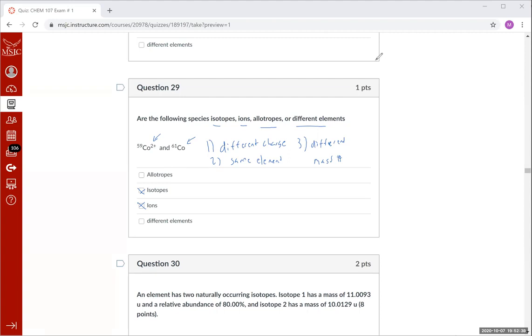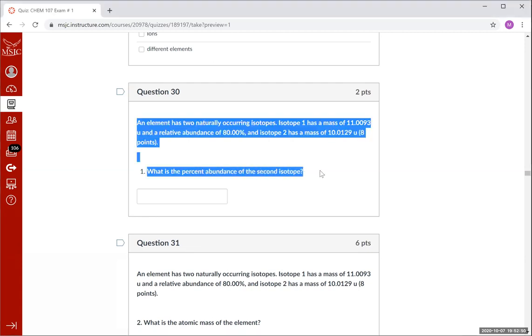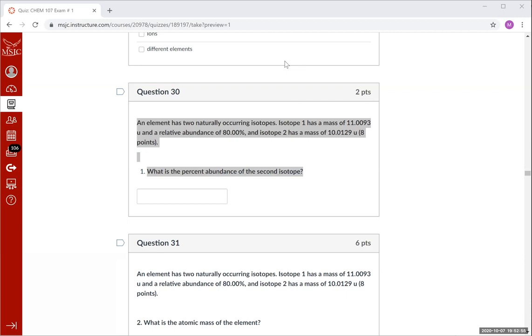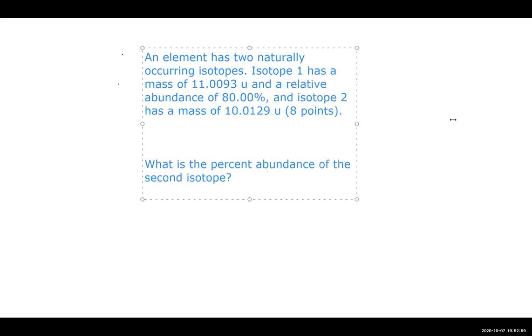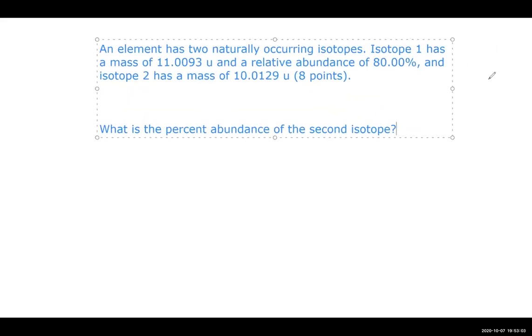Okay, so let's keep going with this. In this case, we're given that an element has 2 naturally occurring isotopes. So what I'm going to do is copy this text and share a whiteboard. Can everyone see the whiteboard that I've written? Yes, we can. Okay, perfect.